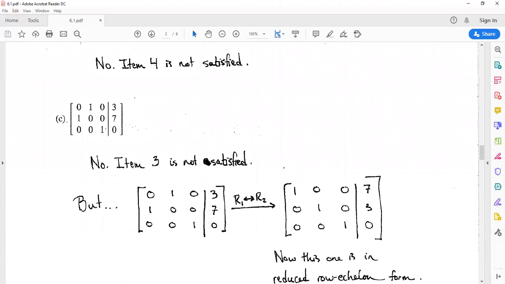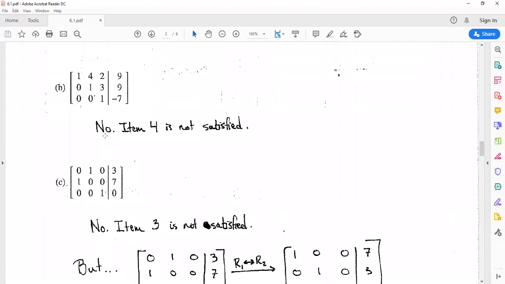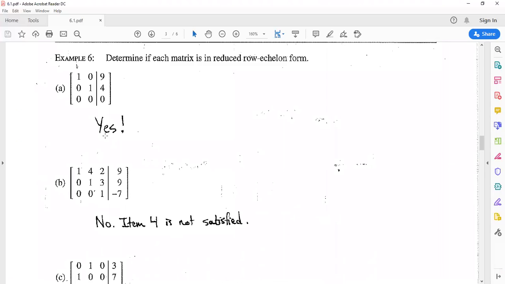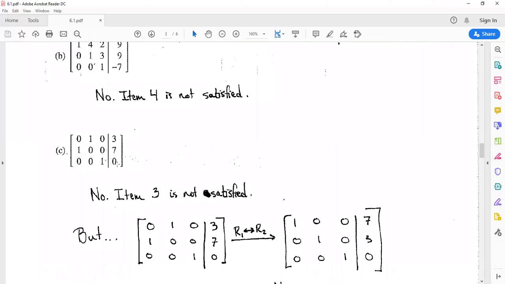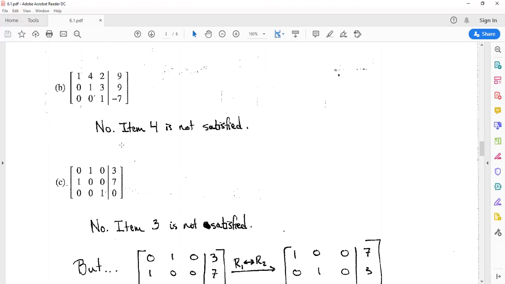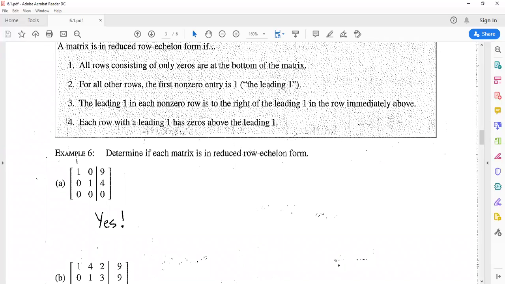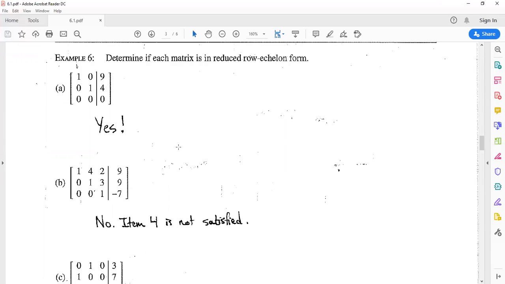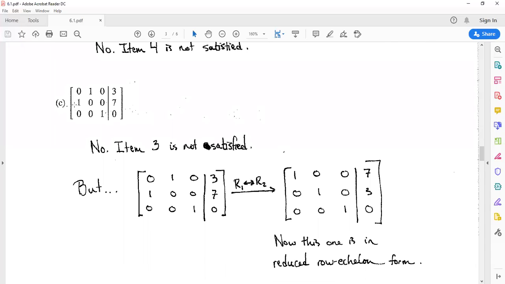Okay, and then this last one here, it looks like do we have any rows of zeros? No, so there's nothing to check for item 1. But for item 2, let's see, the first non-zero entry in each row is a 1, so that's good to go. But now, oh, item 3 has got a problem. So the leading one in the second row is to the left of the leading one above it. Well, that's the only real problem here.